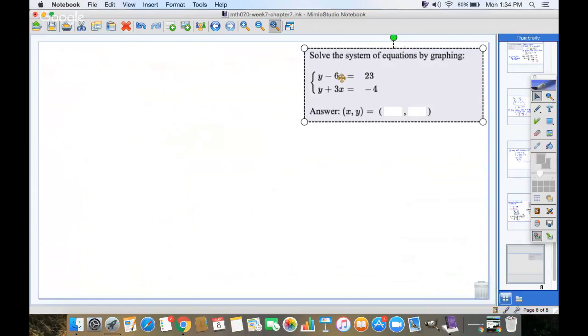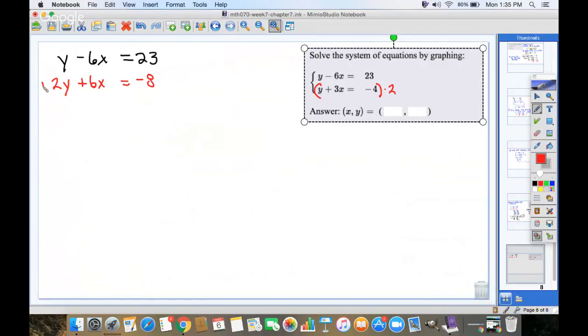So let's suppose we decided to get rid of the x's first. Since I have a negative 6x here, I would like to have a positive 6x here. And I can make that happen by multiplying this second equation by a positive 2. So rewriting my first equation, y minus 6x equals 23. And then my new equation: 2 times y is 2y, 2 times 3x would be a plus 6x, 2 times -4 is a -8.